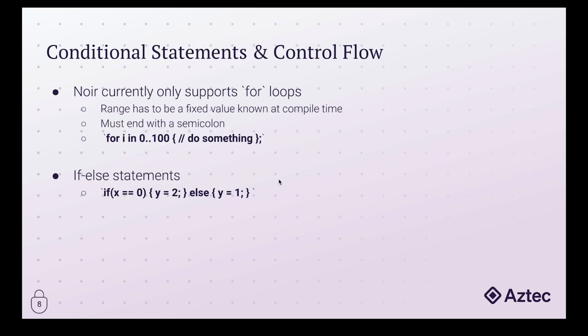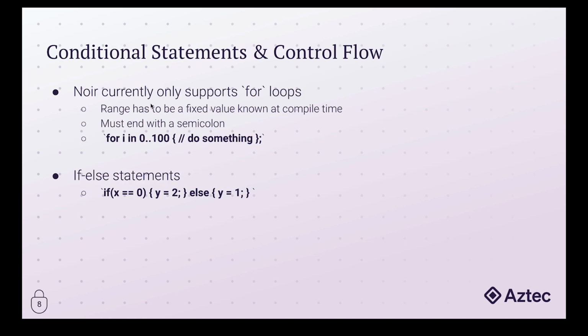Okay, so moving on to conditional statements and control flow. Noir currently does support loops, but it only supports for loops and with limited functionality at the moment. So one thing that was tricky at first is that the range needs to be known at compile time. To give an example where this might be problematic, let's say in the case of battleships, we have 5 different ships, each of different length.